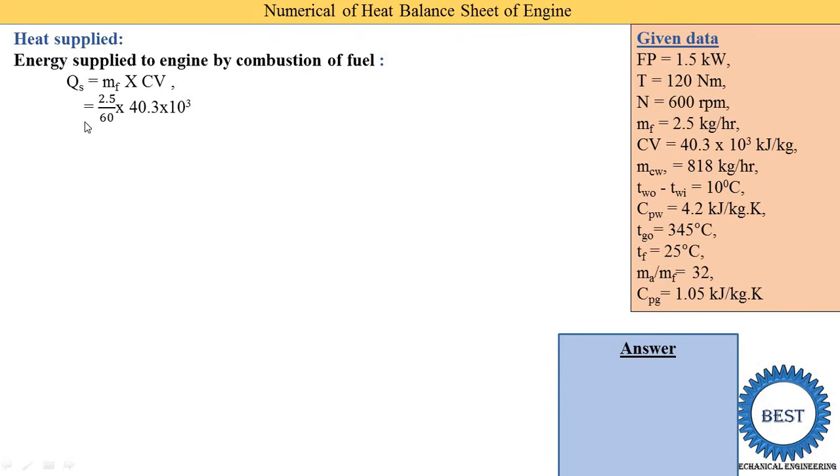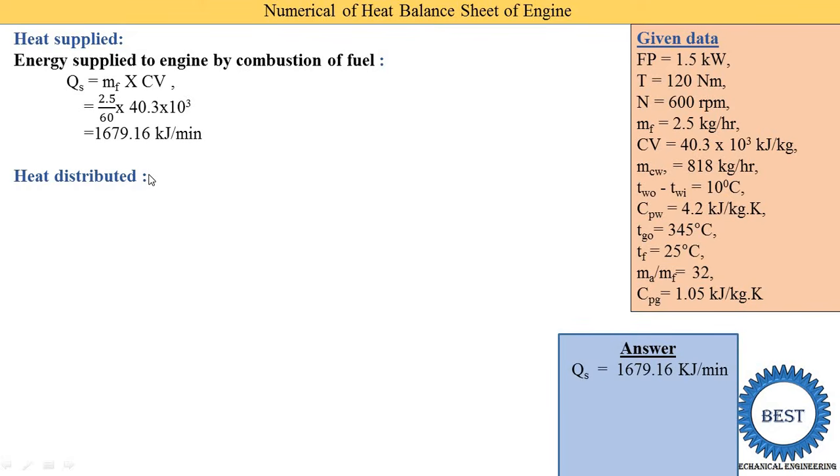So what is the unit of this QS? We know that the unit of mass is kg per hour and CV is kilojoule per kg. So kg is cancelled, so the unit is kilojoule per minute, because we divided by 60. So the answer is 1679.16 kilojoule per minute. If we do not divide by 60, then the answer is kilojoule per hour. If you then also divide by 60, the answer is the same. So here we write the answer QS is equal to 1679.16 kilojoule per minute. Now this is only one input.